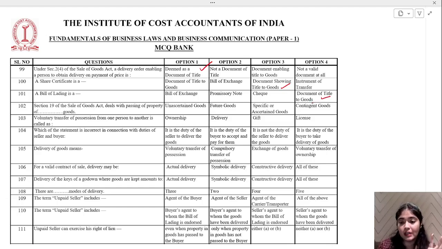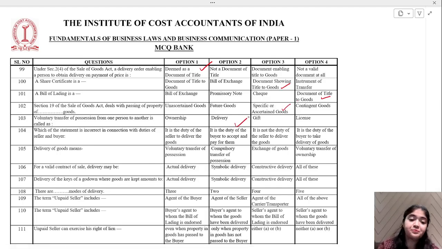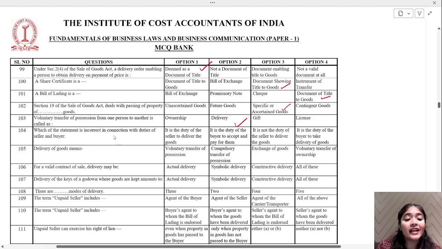Who is having the title now? Section 19. Yes, Section 19 of the Sale of Goods Act deals with passing of property of dash goods: uncertain goods, future goods, specific or uncertain goods, or contingent goods. So, specific or uncertain goods. Okay. Voluntary transfer of possession from one person to another is called delivery. Okay. Now, which of the statements is incorrect in connection with the duties of seller and buyer?